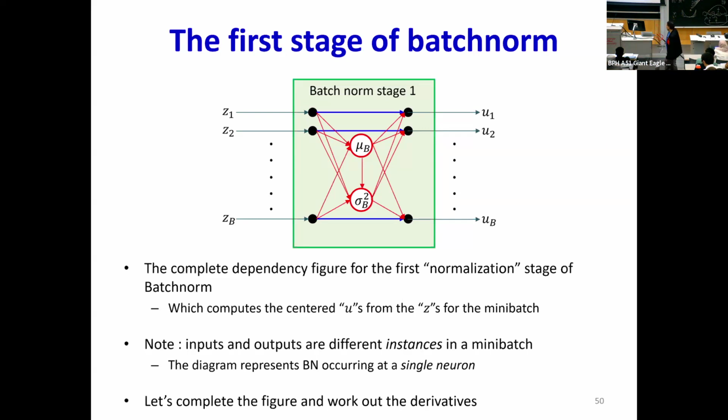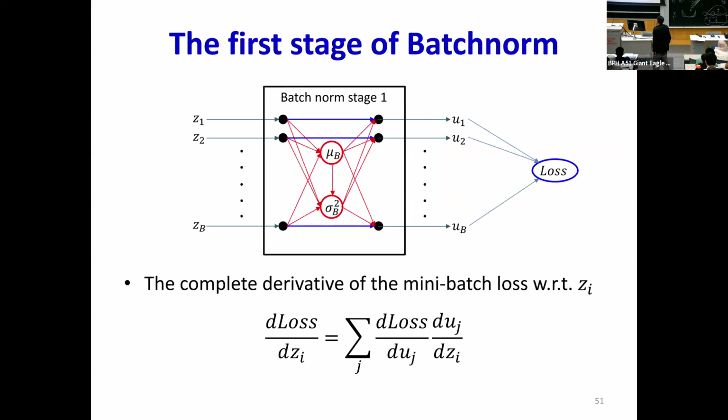So now, if I want to compute the derivative of the loss with respect to any Z, like so. Now, for say, the derivative of the loss with respect to Z1. This Z1 influences all of the U's, which means that if I want to compute the derivative of the loss with respect to Z1, I have to sum over all of the U's. So it's going to be the sum over all of the U's of the derivative of the loss with respect to U, which we've already computed, times the derivative of U with respect to Z. And so which is the term that we must compute now?